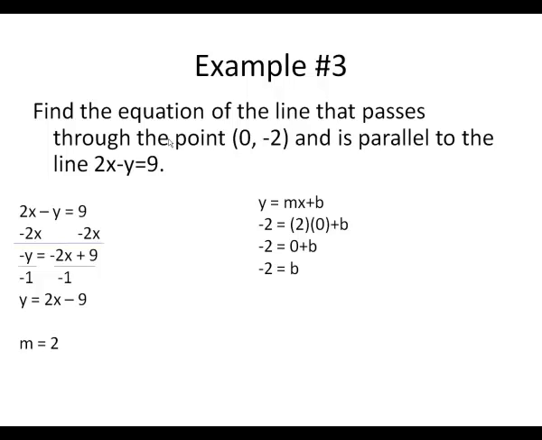So we know our slope is positive 2, and our b value is -2, and we can take those two and plug them into our slope-intercept form to write our final answer, y equals 2x minus 2.